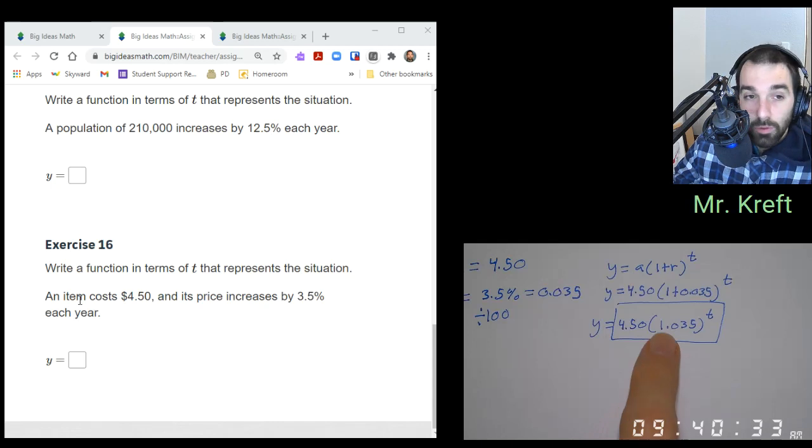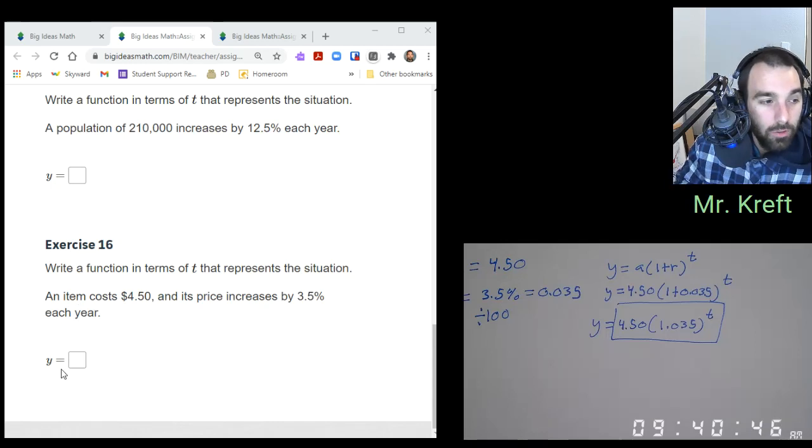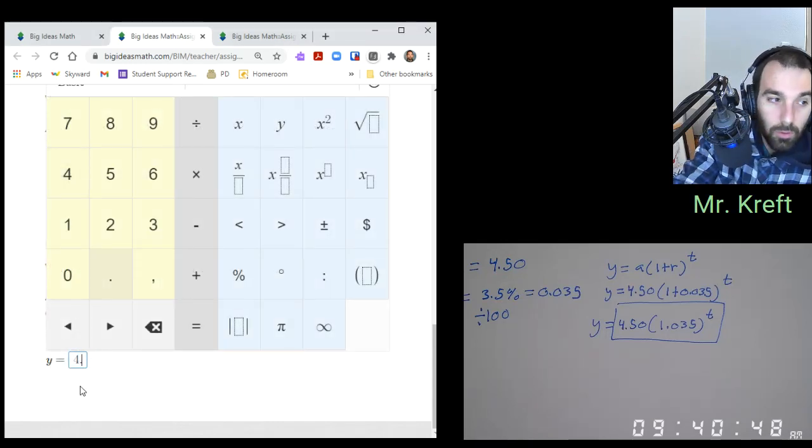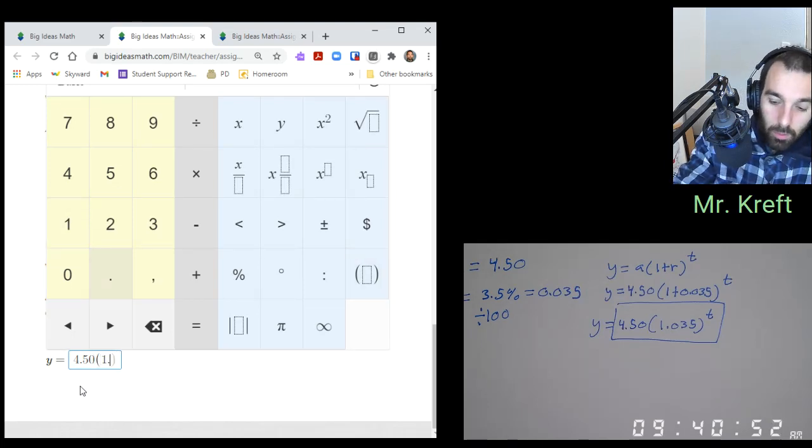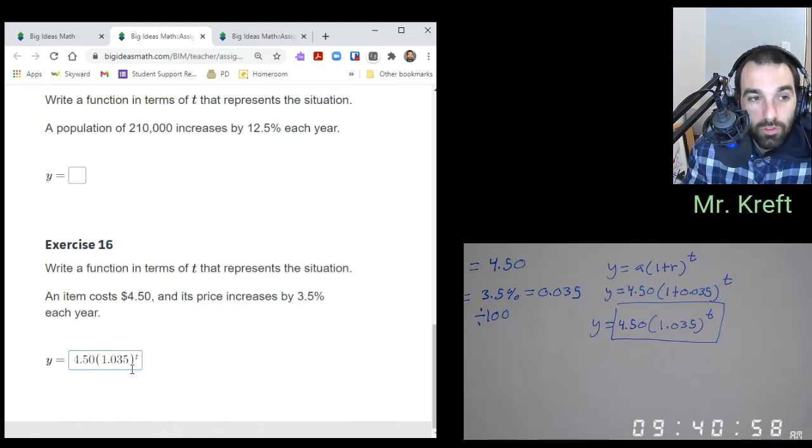I don't know what you mean by just one decimal. So right here, 4.50, that's 2 decimals. And then here, that's 3 decimals. Right. So when I go to type this in, it'd be 4.50 and then parentheses 1.035 parentheses to the t, like that. So just like how I have written.